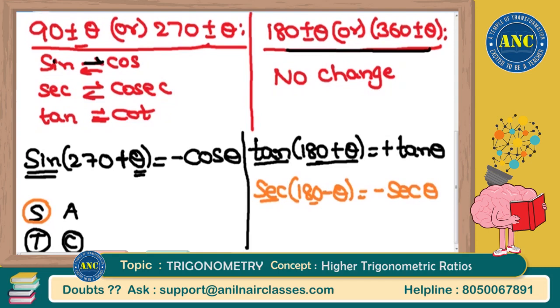Tell me the answer for this, sir. I want you to tell me this. Suppose it is cot of 90 plus theta. When it is 90 plus something, cot will become tan. First change the trigonometric function, write it as tan theta. Now let us check whether it is plus tan theta or minus tan theta. 90 plus theta means it is the second quadrant. In the second quadrant, sine and cosecant are positive, cot is negative. Put a minus sign, minus tan theta.